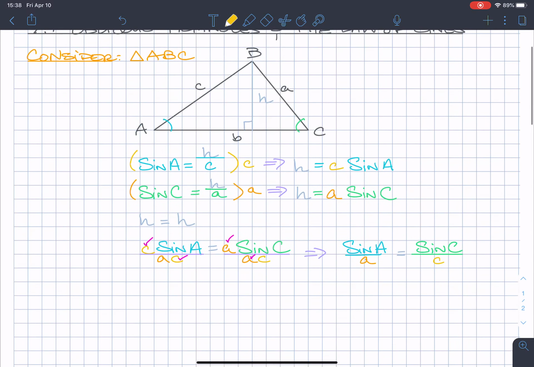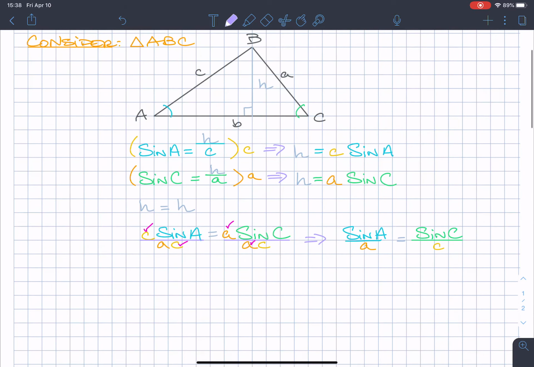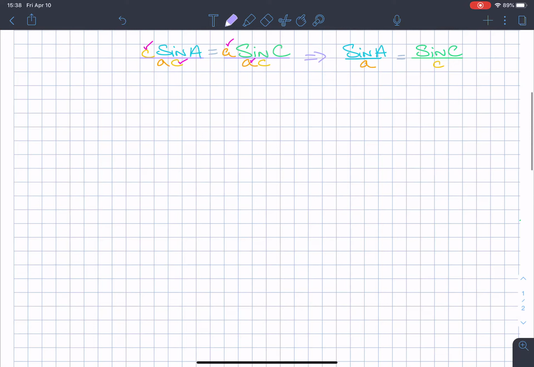Okay, so I believe we did this earlier in the semester. This is the law of sines. The law of sines.